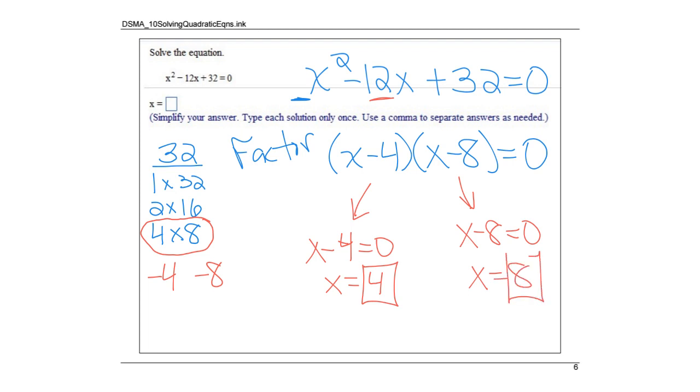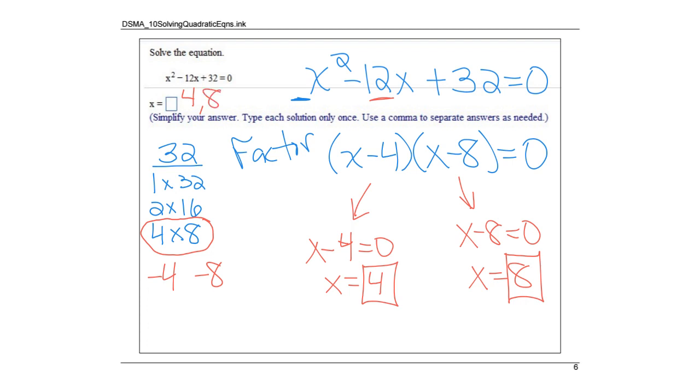Now you've probably noticed by now that the sign just changes, right? And so you don't have to write all this. You can eyeball it and see that if you have x minus 4 is equal to 0, that's going to give you a positive 4. If you have x minus 8 equal to 0, that's going to give you a positive 8. So those are my solutions, 4, 8.